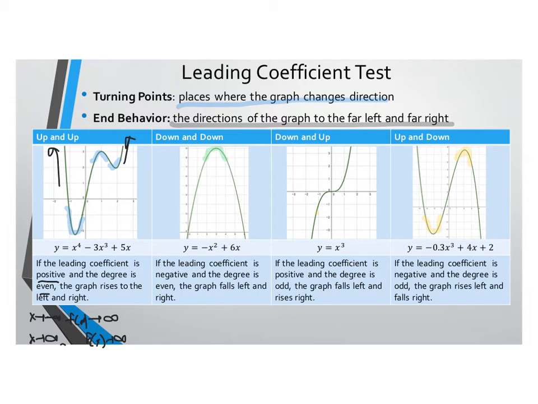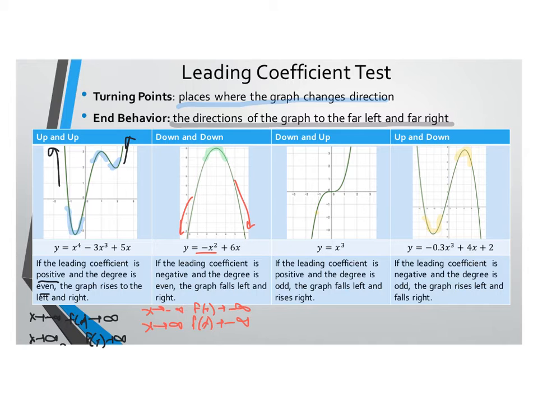If the leading coefficient is negative and the degree is even, the graph falls left and right. Notice we have negative x squared. So even degree, negative leading coefficient, we can say down left, down right. We can say falls left and right. Or for those of you planning to take calculus, as x approaches negative infinity, then f of x also approaches negative infinity. So that means from the left, it falls. As x approaches positive infinity, f of x approaches negative infinity, meaning as x increases, y is going down, okay?